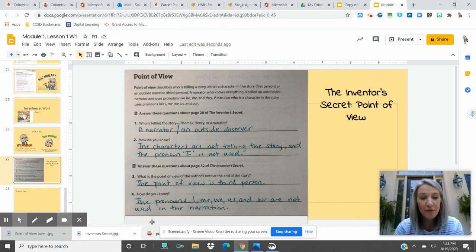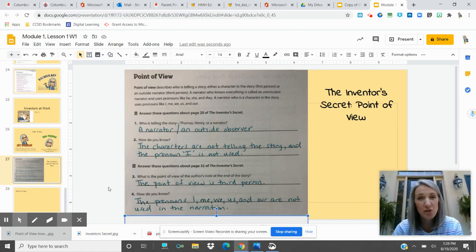Okay, that's it for point of view, and that's all you really need to know for your assessment or your quiz next Tuesday. So that's a very quick overview. These are review skills that you should have learned last year. If you have any questions about point of view, you know you can always email Ms. Strickland, and I will help you in any way that I can. And I think that's it for this video. Go ahead and move on to the next step.